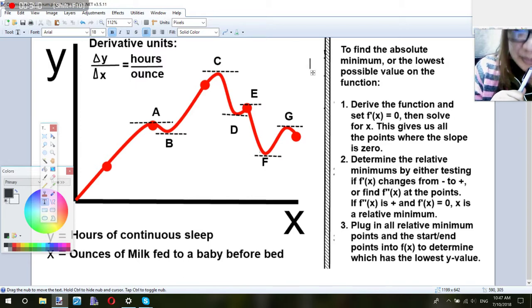So that tells me that the lowest y value, if I plug in the y value of B, D, and F, which are all positive, and my endpoint, which is positive, my start point, which is 0, my lowest value out of all those is 0, which is my start point. So my start point is my absolute minimum.